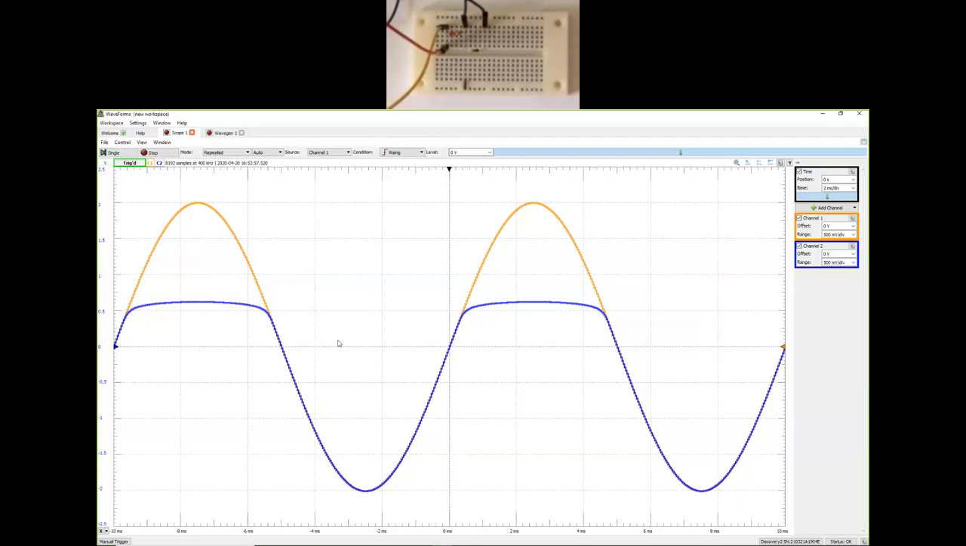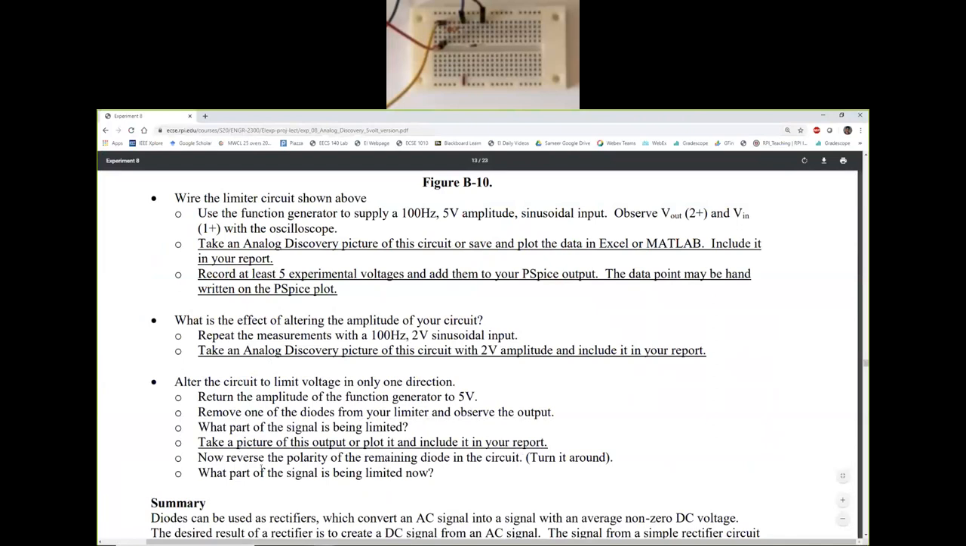And now you can see that the input waveform is only getting clipped on the positive side. On the negative side, it works absolutely the same way as the input. So it's following the input on the negative side, it is getting clipped on the positive side. Over here, remove one of the diodes. What part of the signal is being limited? You know that. Take a picture of the output.